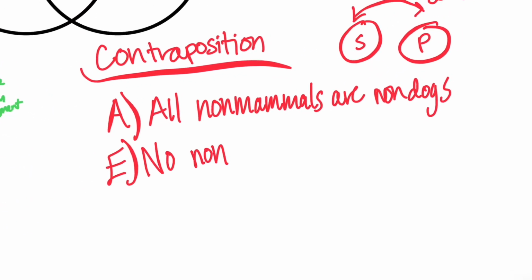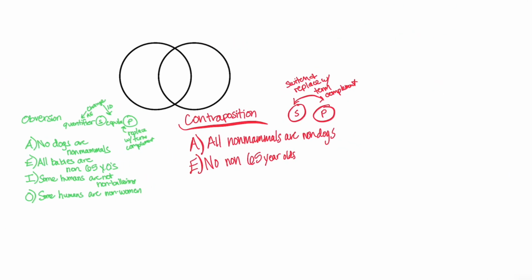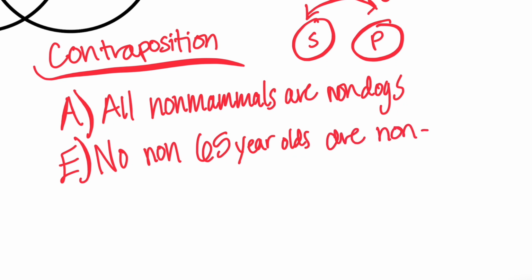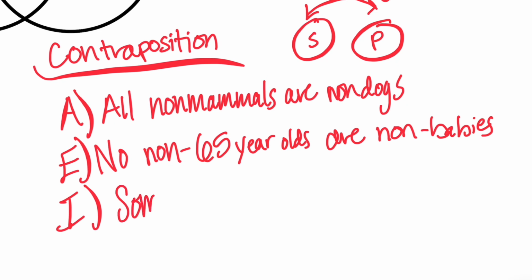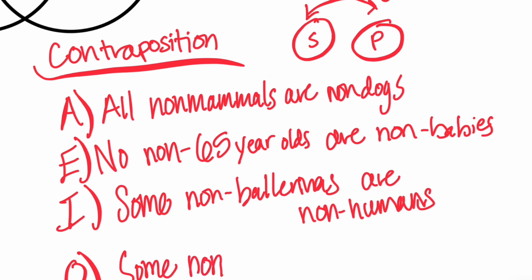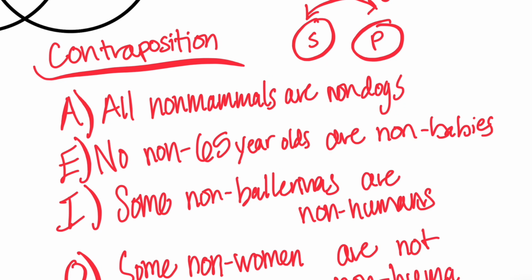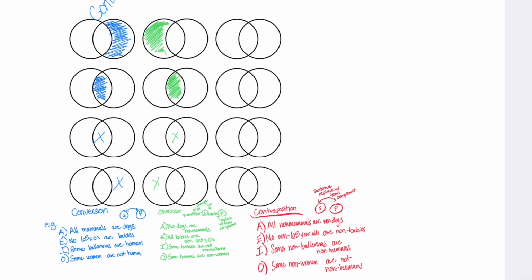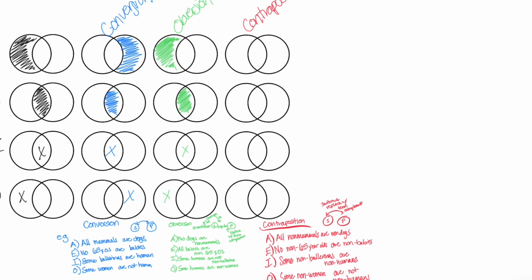Pause and try to do it with the rest of the claims, and you can make sure that you get the same thing as I'm getting here. Our original E claim turns into no non-65-year-olds are non-babies. Our original I claim turns into some non-ballerinas are non-human. And our original O claim turns into some non-women are not non-human, because we have to keep that not in there.